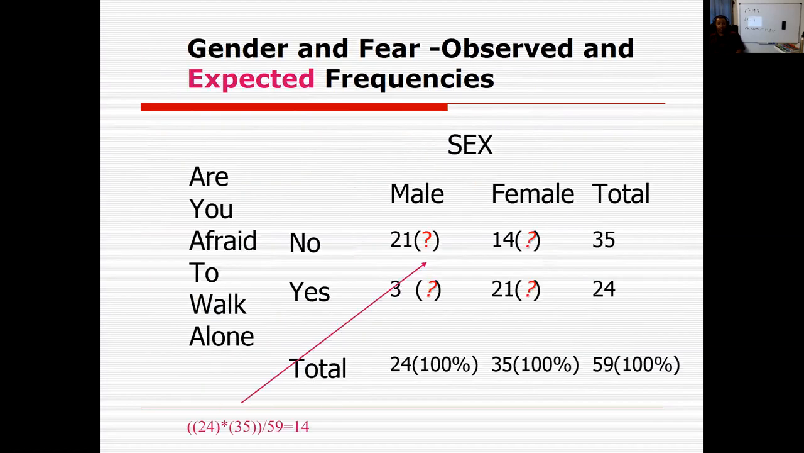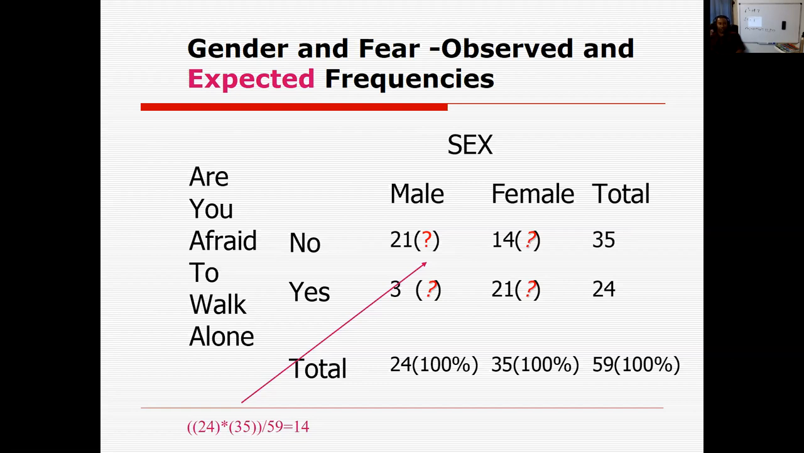Okay. Now, what we're saying is that it's extremely unlikely for us to have pulled these observed frequencies, assuming the null hypothesis is true. So we're saying that sex does influence whether or not you're afraid to walk alone at night. That's what the chi-square tells us. In all likelihood, this data came from a population where sex influences whether or not you're afraid to walk alone at night. But what the chi-square doesn't tell us is how well sex predicts whether or not you're afraid to walk alone at night.